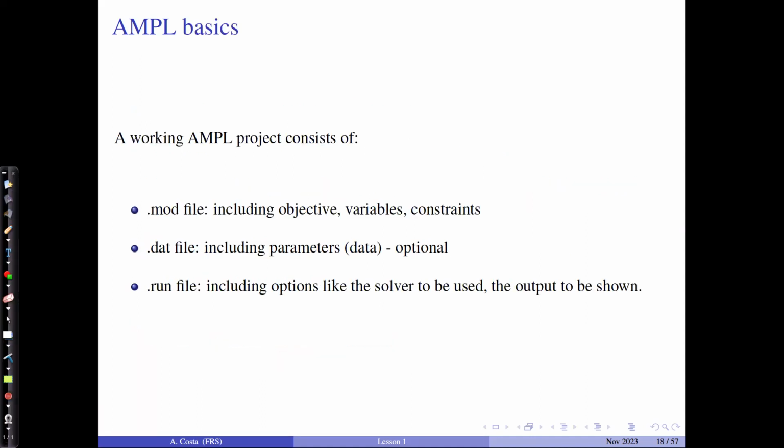So when we want to represent a problem with AMPL, we usually need three components. We need a mod file. This is the model where we have the objective, the variables, constraints, and so on. We may have a data file, .dat, where we have the parameters, so the numbers, the data. Why is it optional? Because sometimes people write the numbers directly in the mod file. That is perfectly fine, but if later you want to change the data, it's maybe easier to keep the numbers in another file so you don't touch the model anymore. But you can do both. And then a run file. The run file is where we have the instructions like, this is the model, this is the data, use this solver, solve the problem, print the solution this way, and so on. So again, these are the three components: the mod file with the model, the data file, and the run file with the instructions to run.